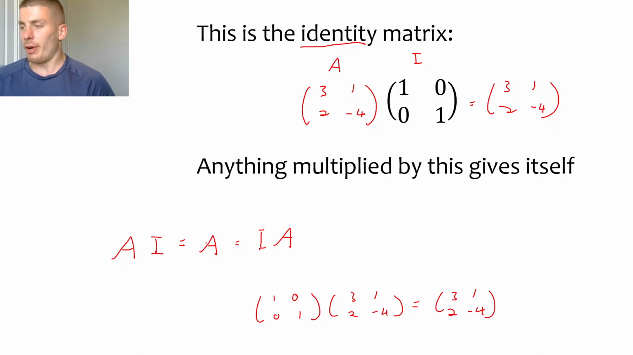So that's really important, right? If you multiply any matrix by the identity matrix, it just keeps the matrix the same. Okay, it gives itself. Okay, and it's commutative. The order does not matter. You'll get the same answer. Okay, and this is useful, as you're going to see later.